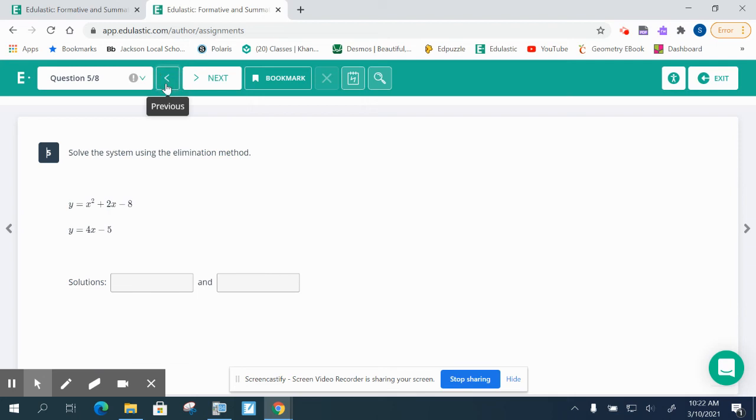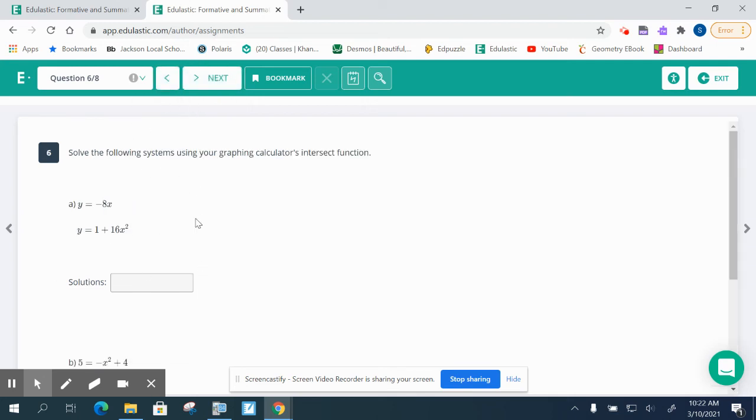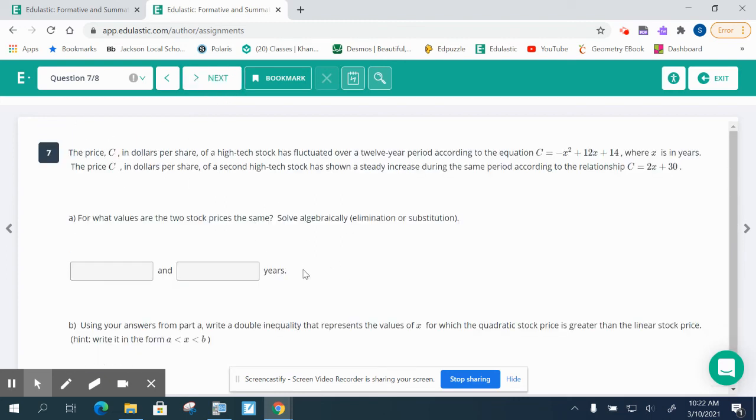All right, number 5, shouldn't have a problem with that one. For number 6, just watch your video. It explains how to do it. Number 7 is a little bit different because it's a word problem. So the idea is you got to set these two equal to each other to figure out when they're the same price or the same cost.